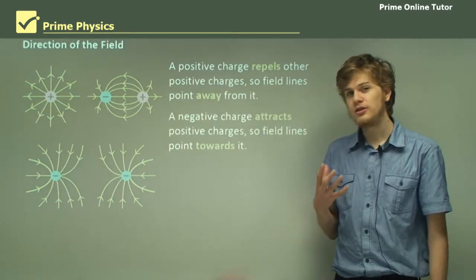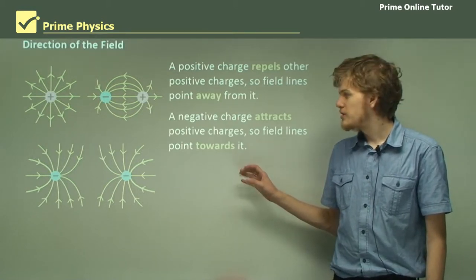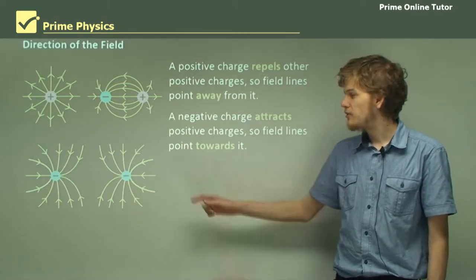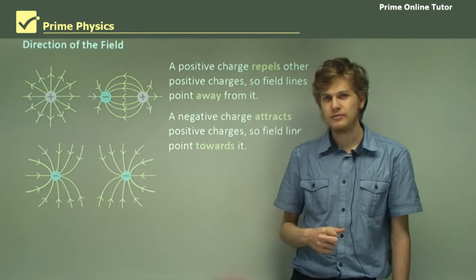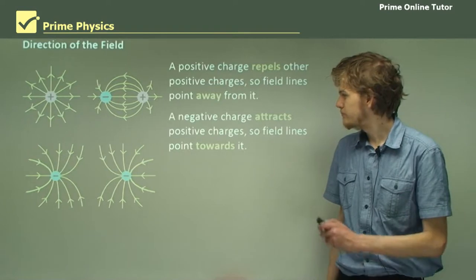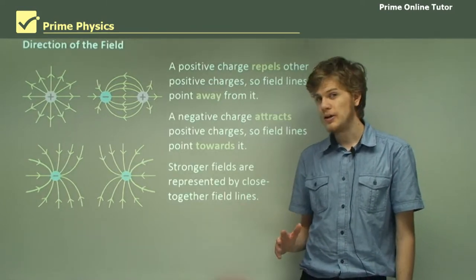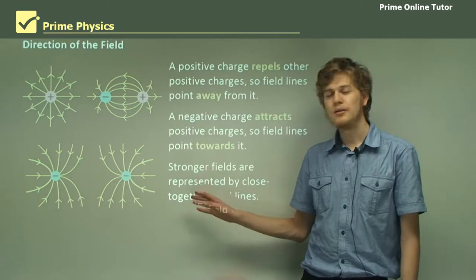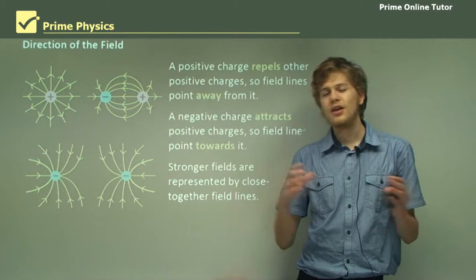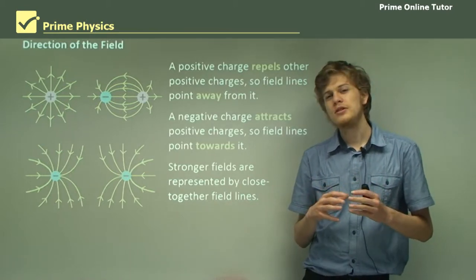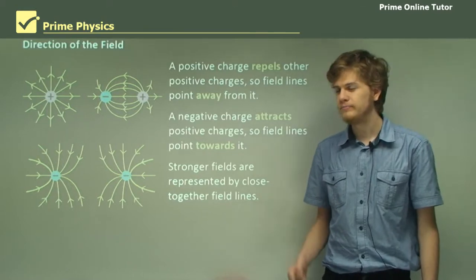Now, a negative charge does quite the opposite. It attracts positive charges, which means that if ever we look at the field lines around a negative charge, they will always be pointing towards that charge, right? Now, stronger fields are represented by closer together field lines, and we can see from these diagrams over here that the closer we get to the particle, the closer together the field lines get, which means that the electric field is getting stronger close to the particle.